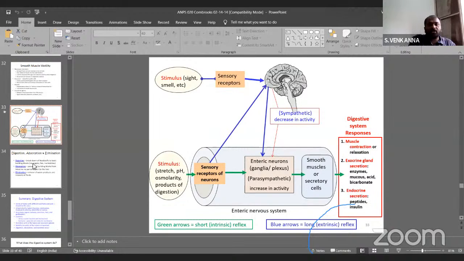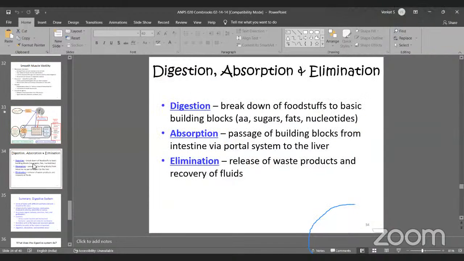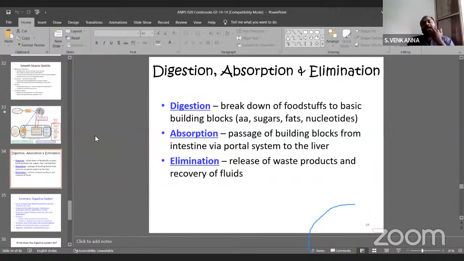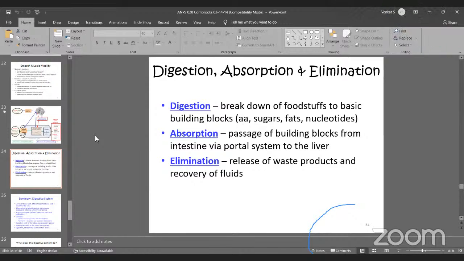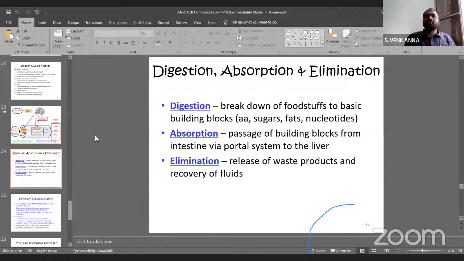Then next one, digestion, absorption, and elimination. This is the very important process of digestion, absorption and elimination. Digestion is the breakdown of foodstuffs to basic building blocks: sugars, fats, nucleotides. So this is the breakdown of foodstuffs, which is called the digestive system.